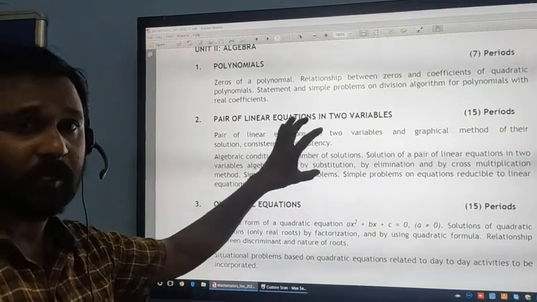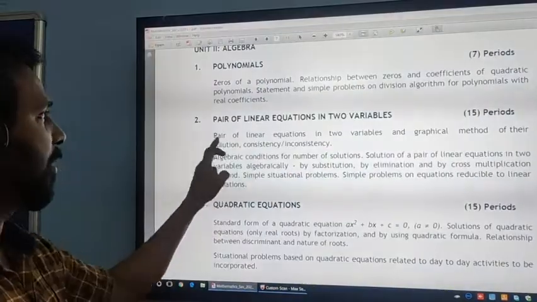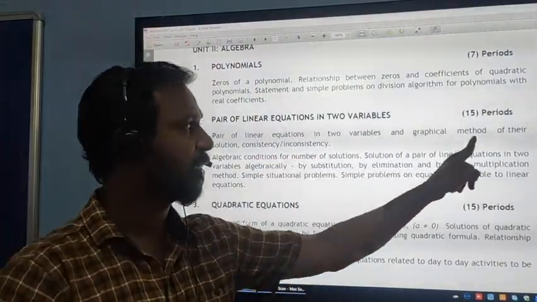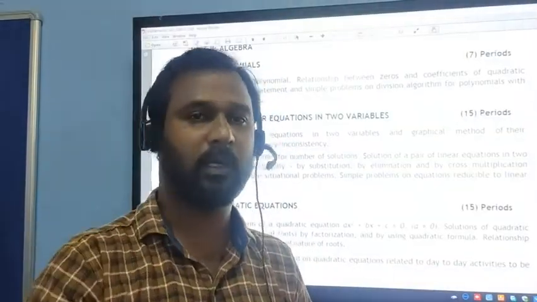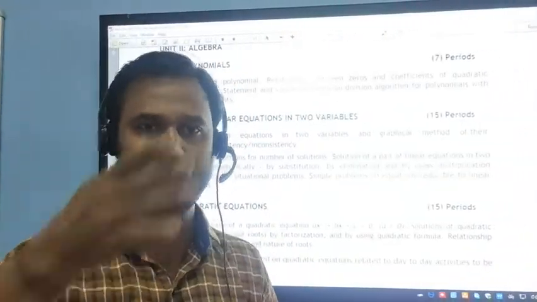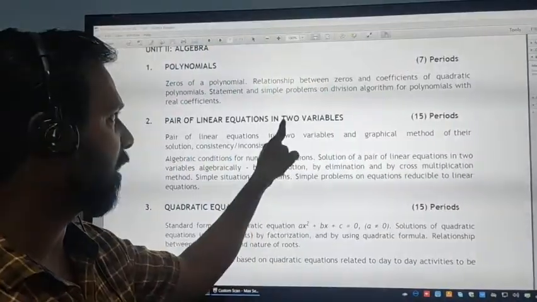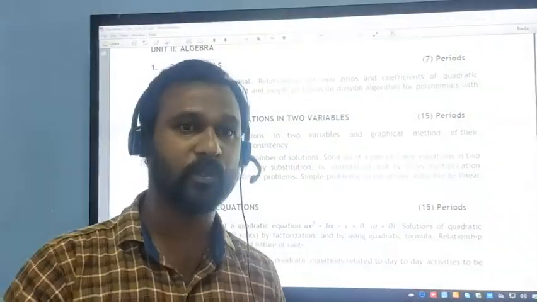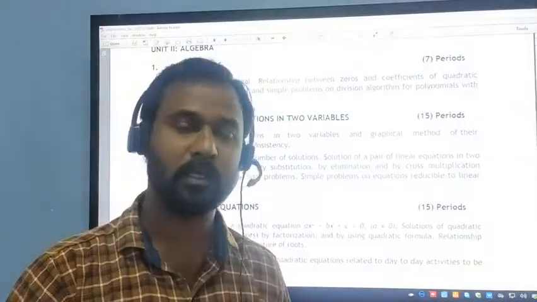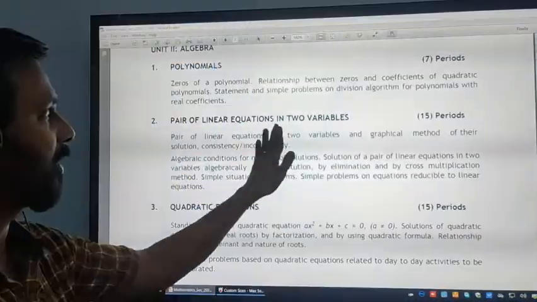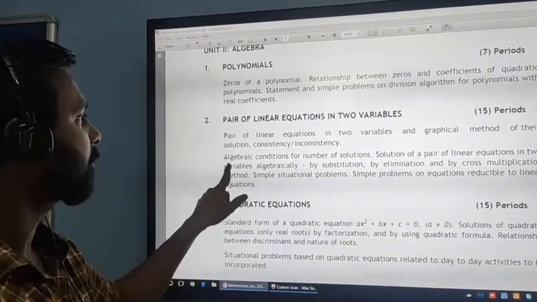See what the contents of the chapter are: pair of linear equations in 2 variables and a graphical method of their solution. We will draw the graph. We will actually use coordinate geometry, the x-axis and the y-axis. Since there are 2 variables, we have to use 2 axes, x-axis and y-axis. We will locate some points. We will draw the graph of such linear equations in 2 variables.